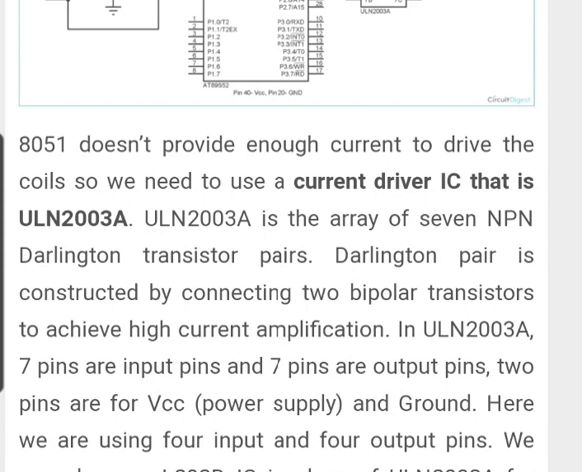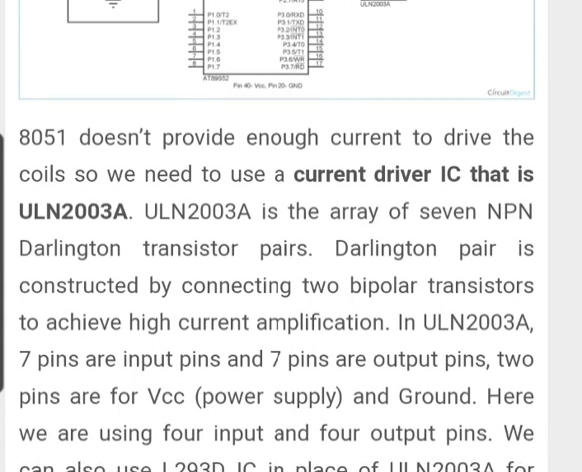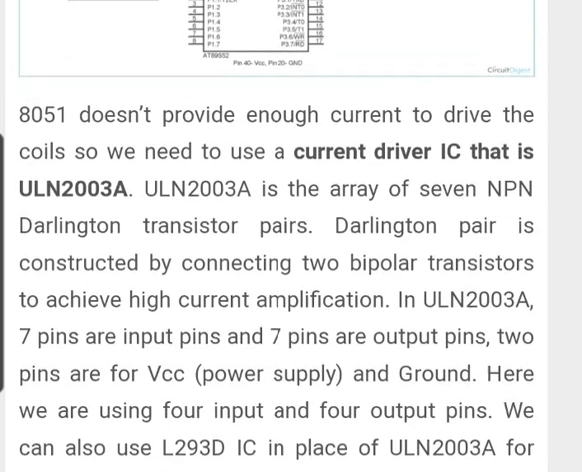What is that ULN 2003A? The reason behind using this ULN 2003A IC is that the 8051 doesn't provide enough current to drive the coil, so we need to use a current driver IC, which is that ULN 2003A. By using this ULN 2003A, the microcontroller will provide enough current to drive the coils of the stepper motor.